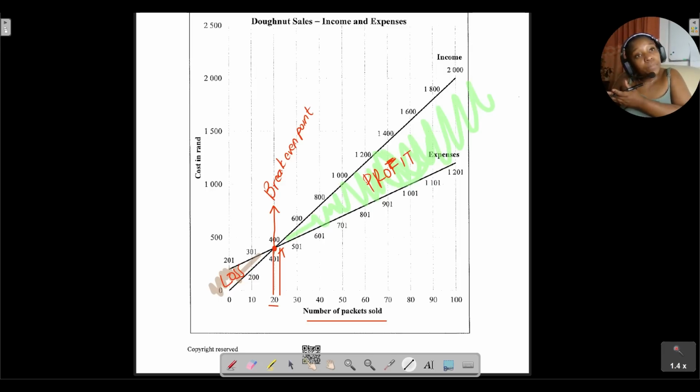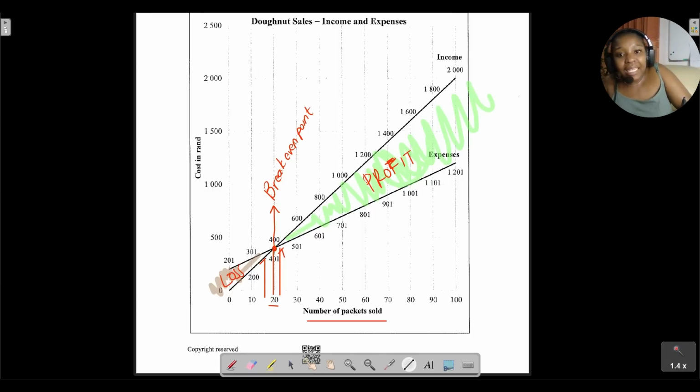Also, looking at the last part, how many packets of donuts does the business need to sell? What we can determine is that the business will be working at a loss if it sells less than 19 bags. So we always need to go 1 unit less or 1 unit more to determine how many bags must be sold for the business to make a profit. Go 1 unit more than the break even point. For the business to make a loss, that means 19 or less bags are sold. If 19 or less bags are sold, the business is working at a loss.